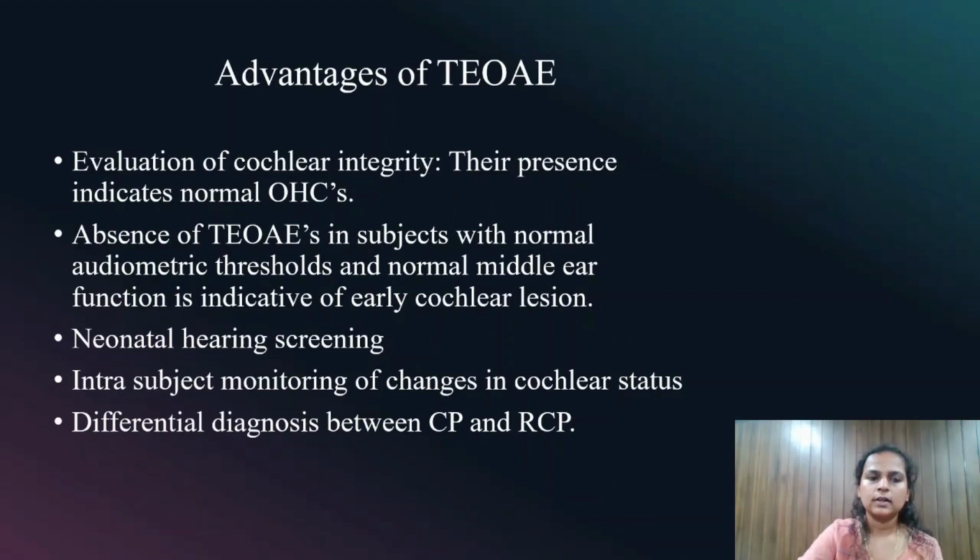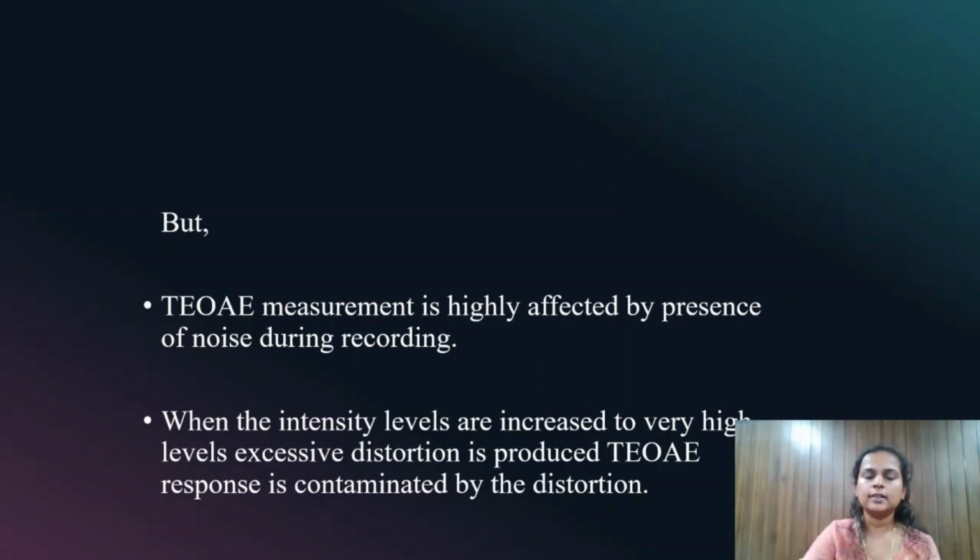The advantages of TEOAE are that it can be used in neonatal hearing screening, and its presence indicates normal otoacoustic function. The absence of TEOAEs in subjects with normal audiometric thresholds and normal middle ear function is indicative of early cochlear lesion and allows intra-subject monitoring of changes in cochlear status. It is also helpful in differential diagnosis between cochlear pathology and retrocochlear pathology. But the disadvantages are that it is affected by noise, and when intensity levels are increased to very high levels, distortion occurs and TEOAE responses are affected.